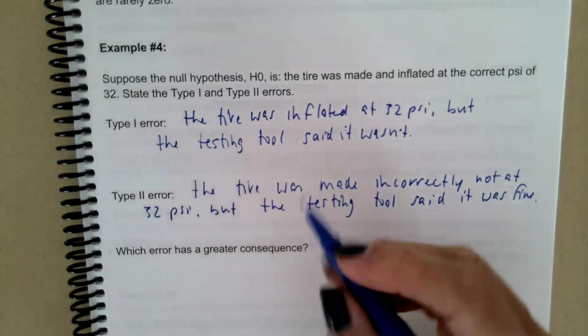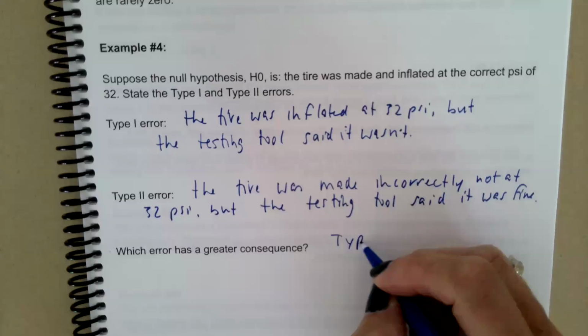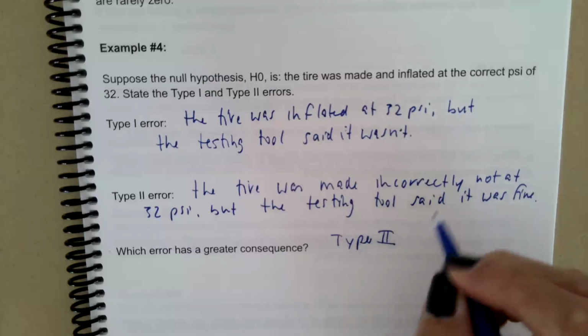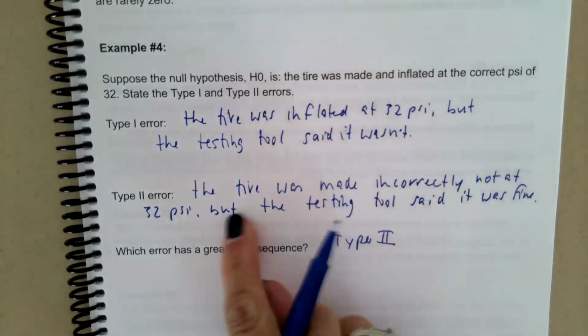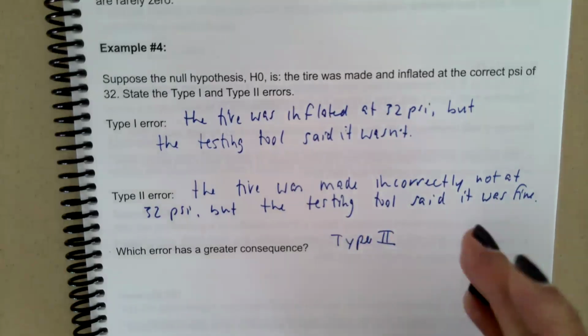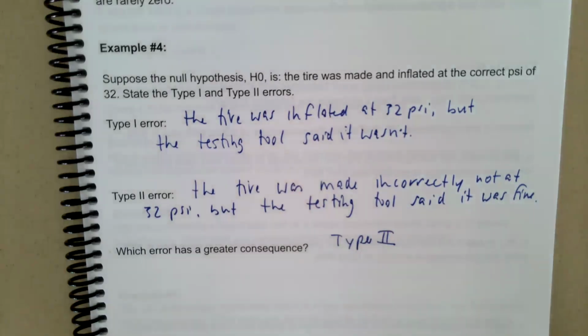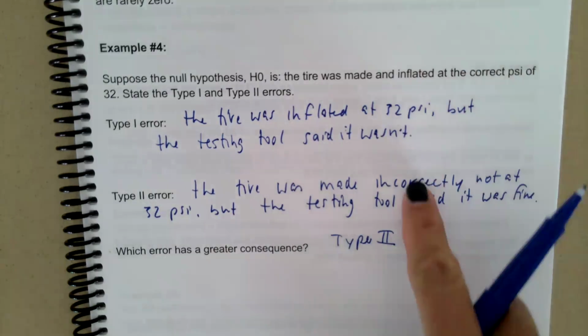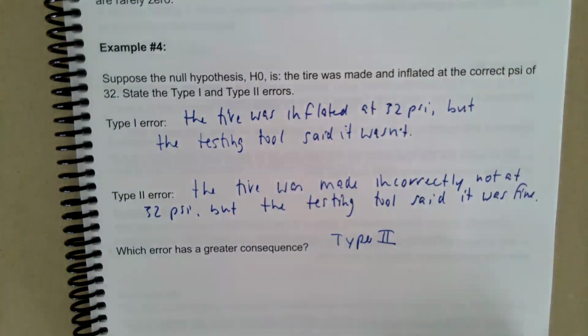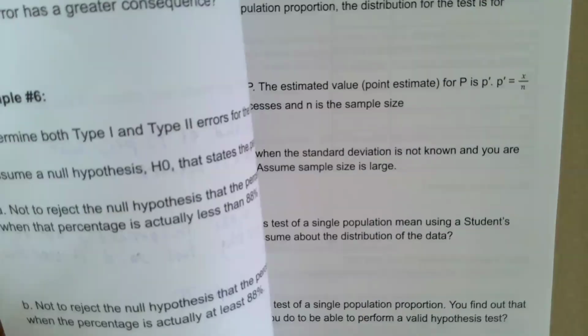So the greater consequence in this case is the type 2, because that means that the testing tool said it was fine. They passed the tire on to maybe a dealership, Firestone or whatever, and then they go and sell the tire, and the tire is not inflated correctly, and the person gets the tire on their car and it could cause an accident. So in this case, the type 2 error is the worst of the two.